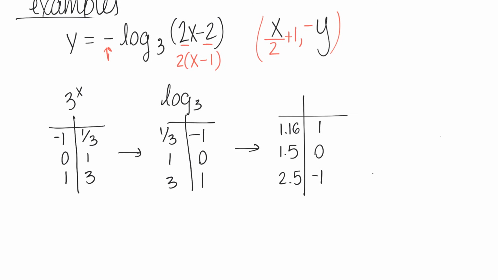So we're going to go graph this, and we'll be in business. That means we're going to go a little past 1 and up to 1, and then we're going to go over to 1.5, 0, and then we're going to go over to 2.5 and down 1, and we should end up with something that looks like this.